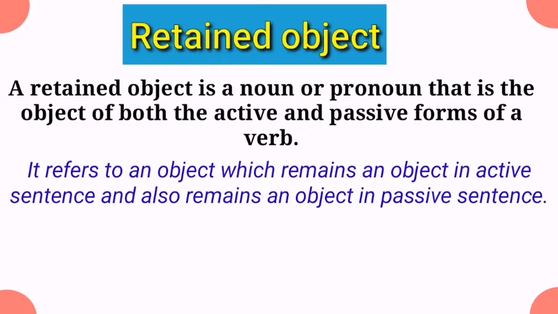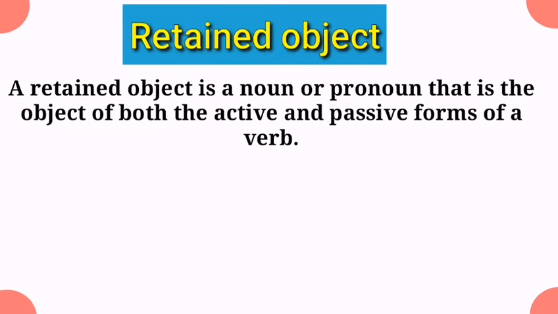As you know, a subject becomes an object in a passive sentence. But a retained object is different because it remains an object even in the passive sentence if we turn the sentence into passive voice. Simply, if a sentence is in active voice and you want to change it into passive voice and the object of the active voice does not change its place and remains in the object place even in passive voice, such objects are called retained objects. Just look at these examples.